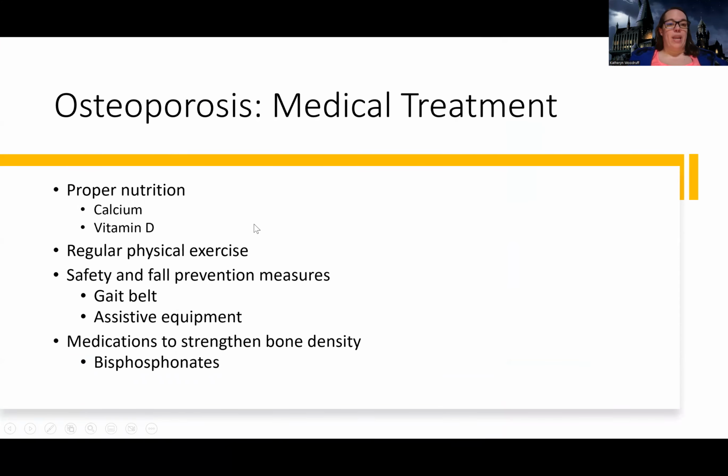So, what are we going to do medically? Medically, we want to make sure they're getting the nutrients they need, so the calcium and vitamin D, and regular physical exercise, getting moving. We'll talk more about that when we talk about the nursing section, but sedentary is not good for these patients. Of course, the biggest thing we're worried about is falls and fractures because, again, there are no symptoms here until there's a problem.